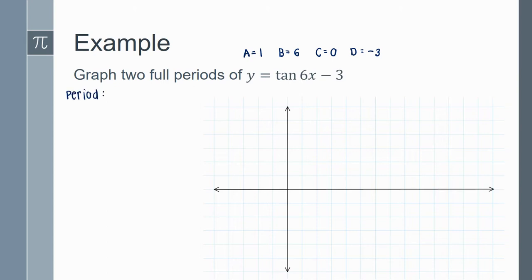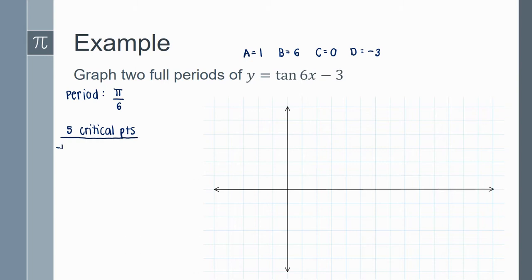All right, so no amplitude. So that means we start with our period. It's always pi divided by the absolute value of B. Well, absolute value of 6 is 6. Since there is no C value, there is no phase shift. So let's go ahead and get into our 5 critical points, because then we can very easily deal with our value for D, which is that vertical shift.